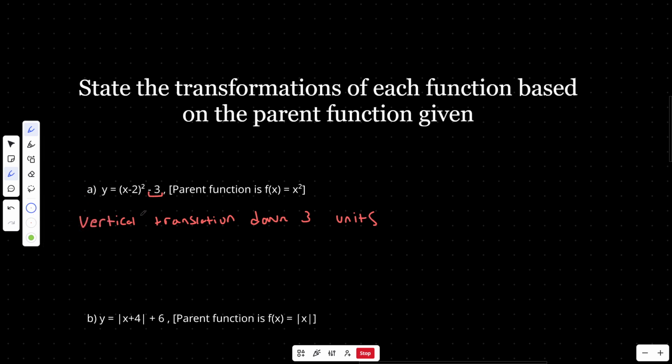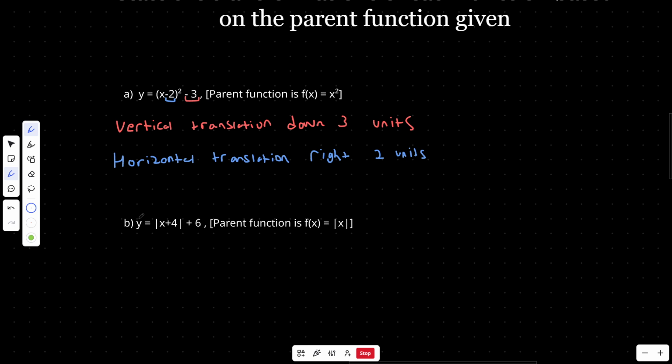And for the inside of this x here, I'm noticing an x minus 2. If you remember from the last video, this basically means we're going right 2 units because our parent function is x squared, remember? So we're going to go right 2 units. So we can say a horizontal translation right 2 units, because we're going right. And there we go. We got our transformations stated. Let's move on to part B.